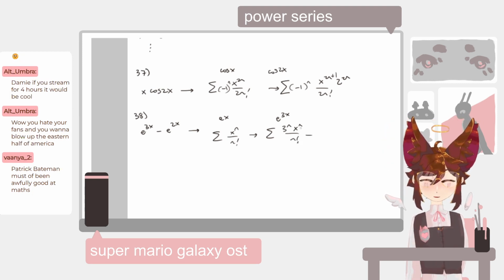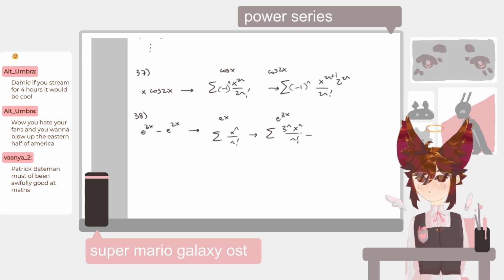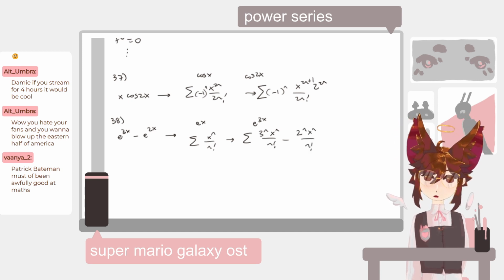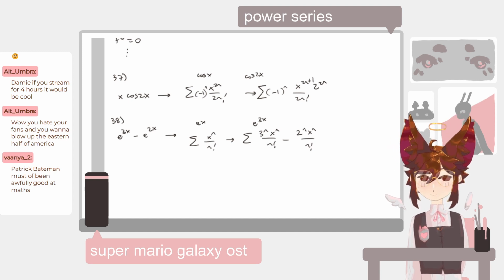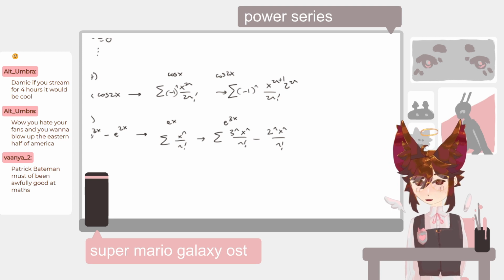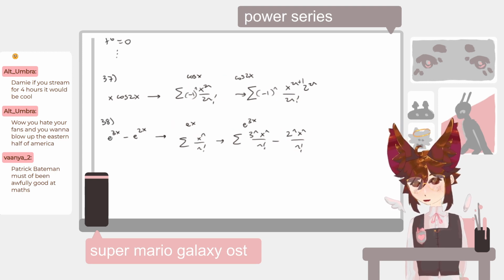Patrick Bateman must have been awfully good at maths. Yeah, he was a Sigma male. I wonder what his favorite power series was. You know what? I'm gonna bet his favorite power series was something like inverse tangent. My man loved inverse tangent.